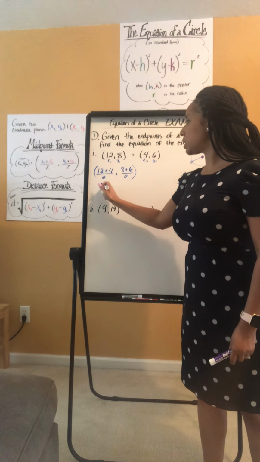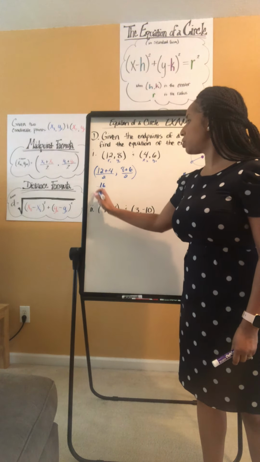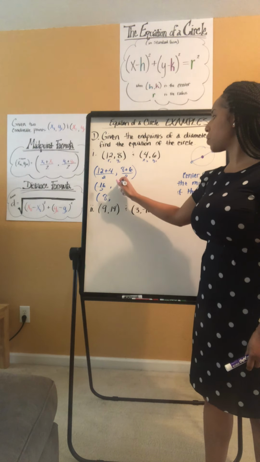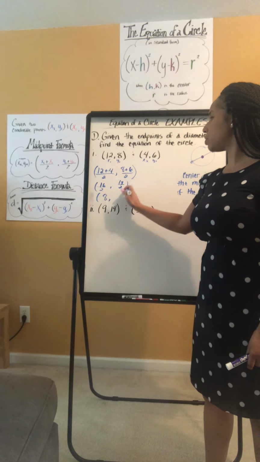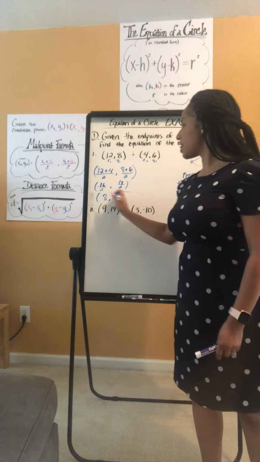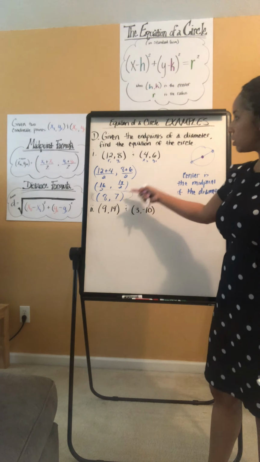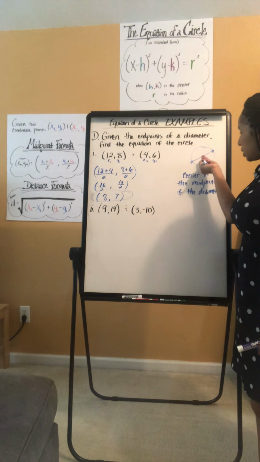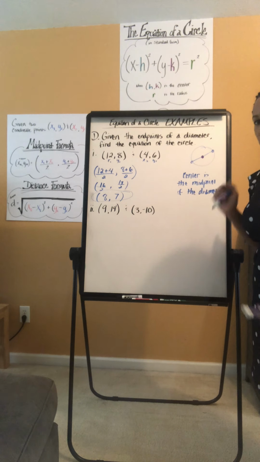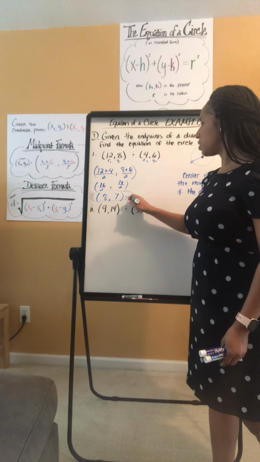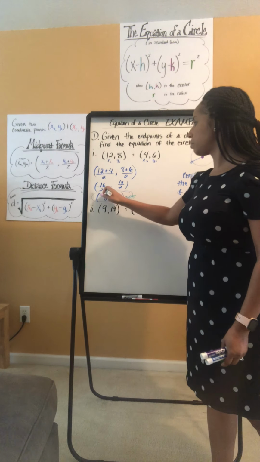12 plus 4 is 16 divided by 2. That's going to give me 8. 8 plus 6 is 14 divided by 2. That's going to give me 7. This 8, 7 is my center. It's the middle of the diameter, which is my center of the circle. That is my H and my K.